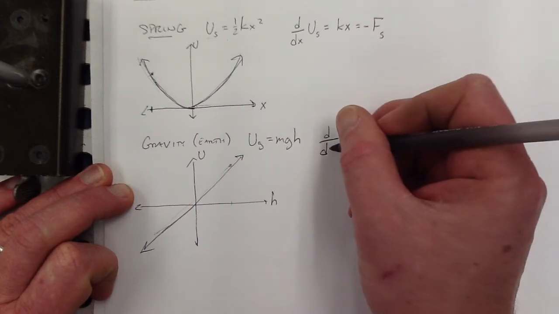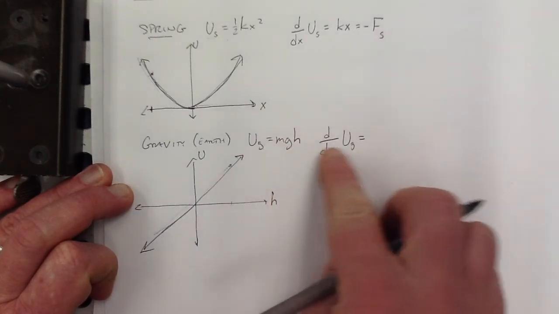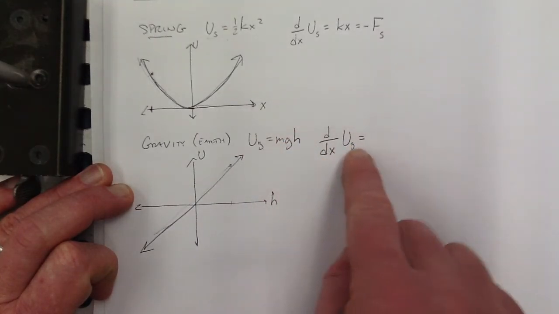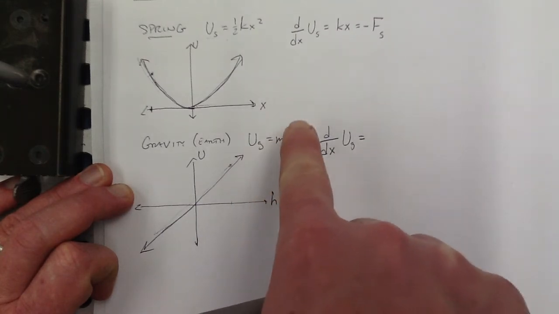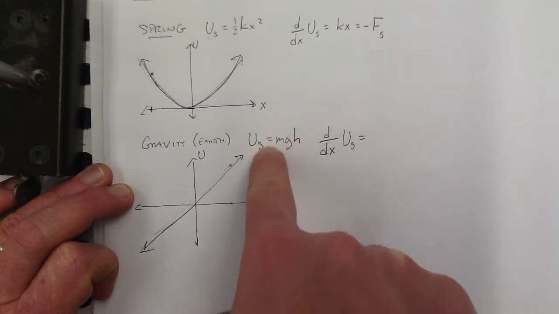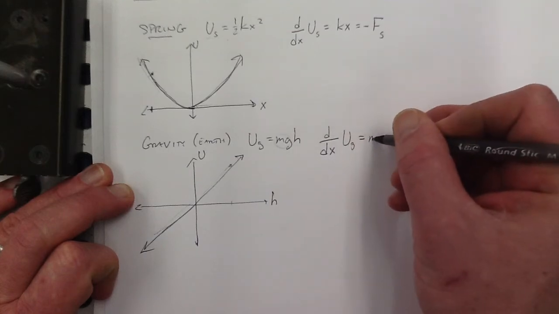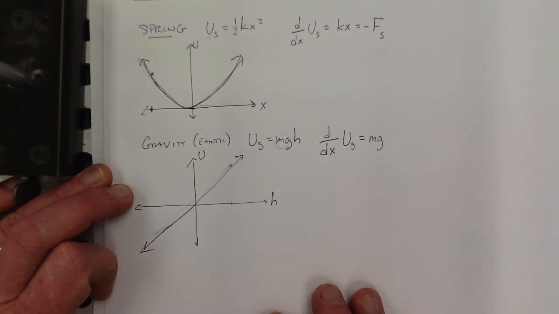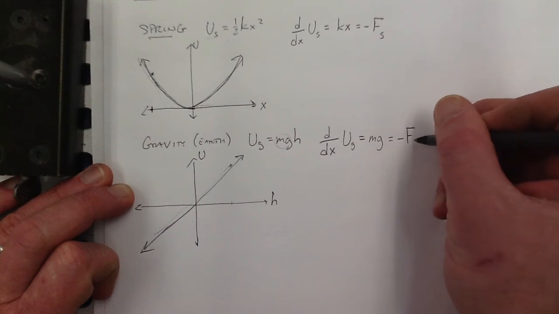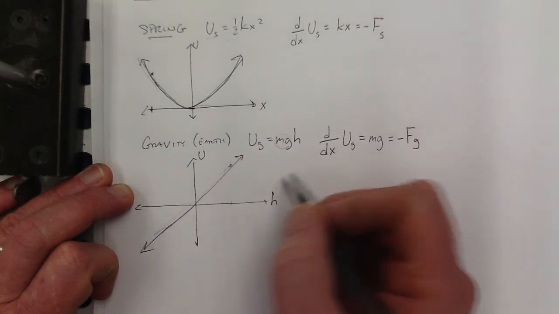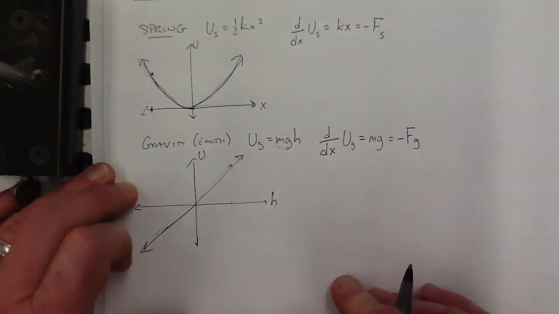I guess I could say dh, but I really want to say dx here because I'm more consistent with what we're going to say in a second in general. So this is my position variable. This is just like a constant times that, as if this was some number times this to the first power. So the derivative of that is just mg. And of course that's the opposite of gravitational force, because gravitational force, if we're paying attention to direction and height is positive and negative, would be negative mg.